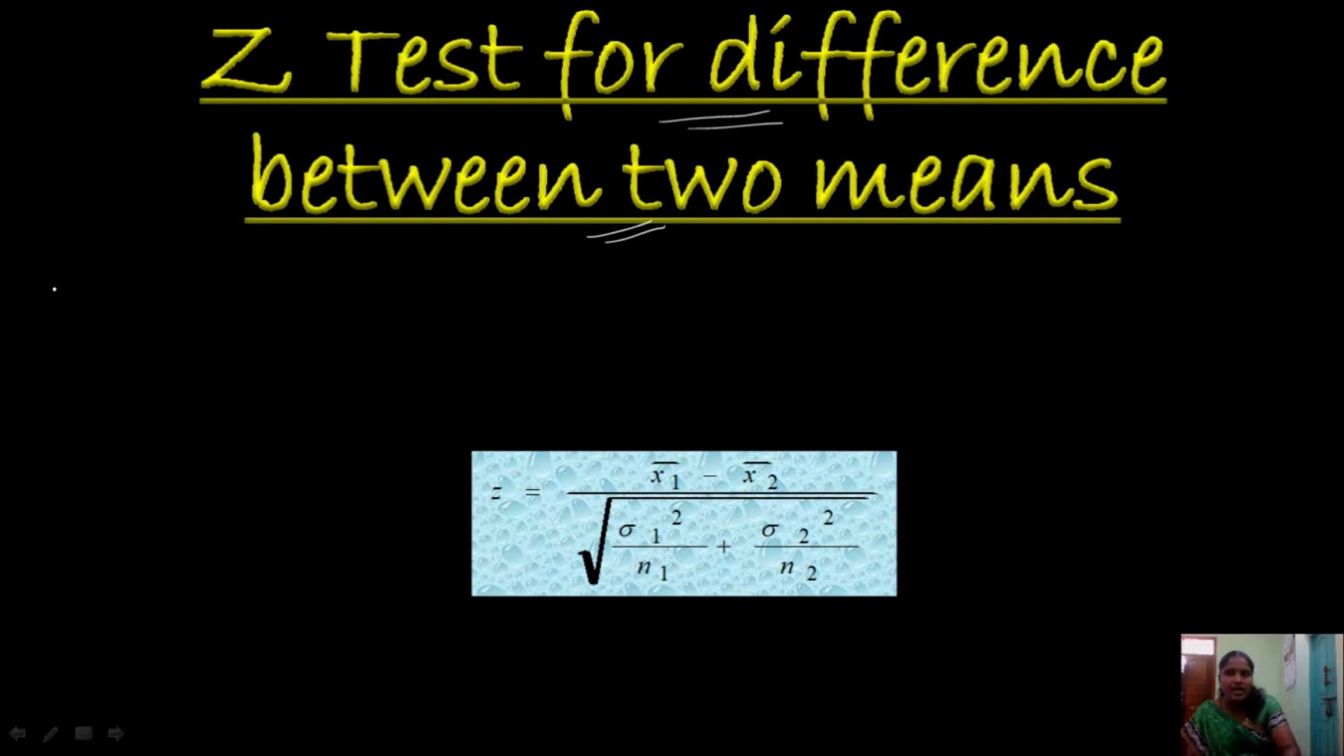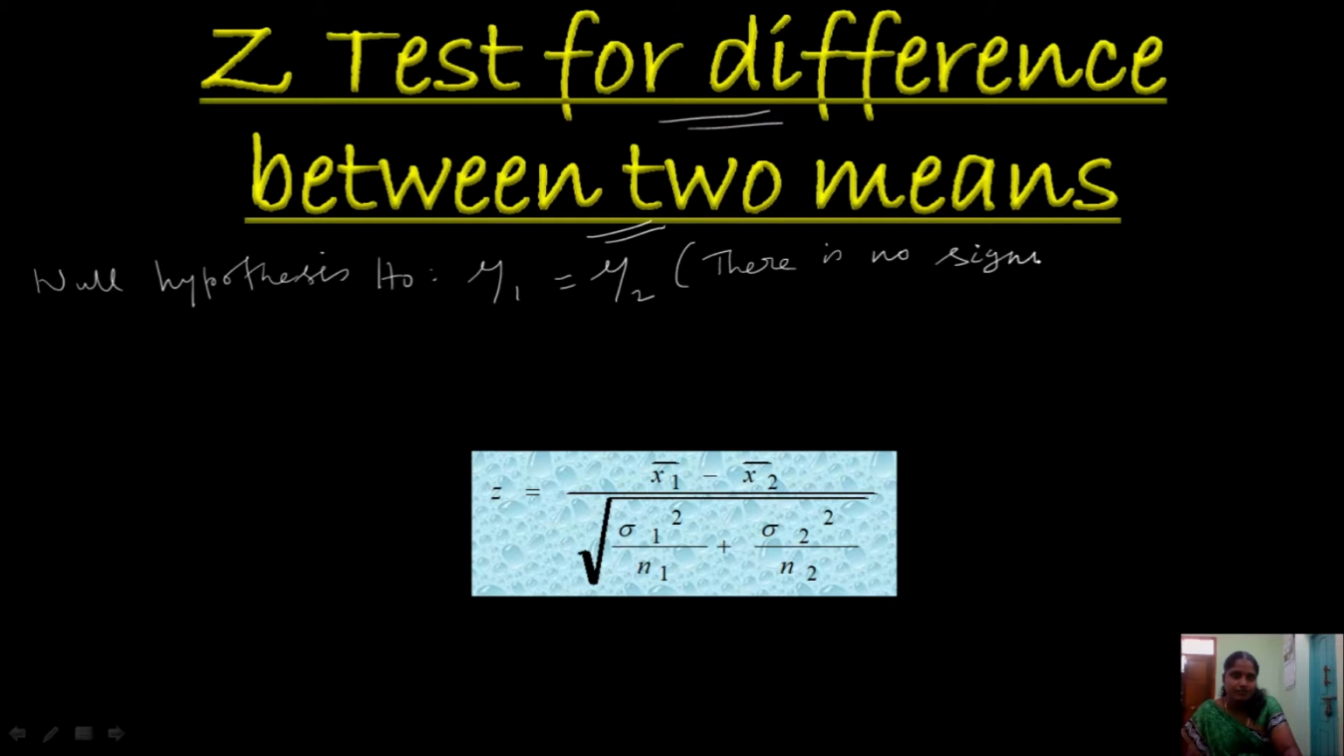So here, I am going to set up my null hypothesis, H naught, as mu1 is equal to mu2. That means there is no significant difference between the two population means.